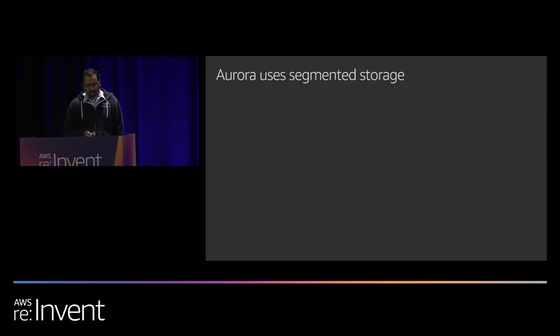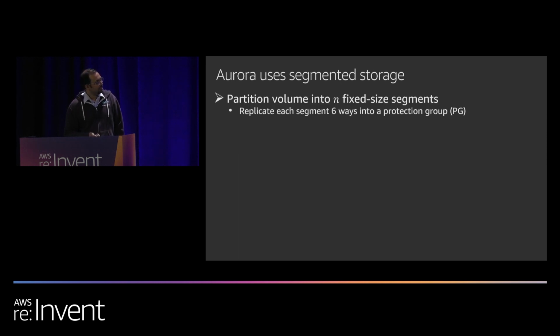So the question then is, if you have 6 copies, how do we get the largest database size possible? We support 64 terabytes now, so you cannot obviously put 64 terabytes in a single SSD. So we use segmented storage. We partition the volume into n fixed segments. Could we support more than 64 terabytes? Yes, architecturally it's possible, and we are working on increasing the size as well. Once you partition it into n fixed segments, each segment is replicated 6 ways.